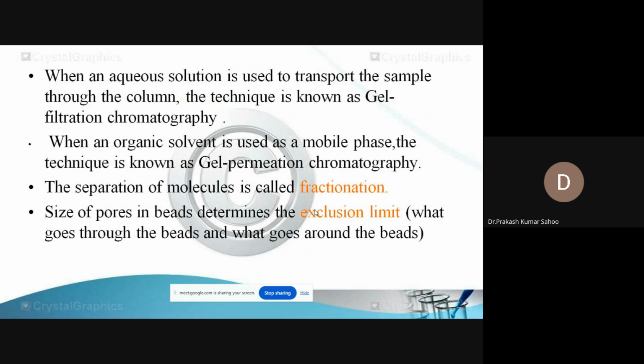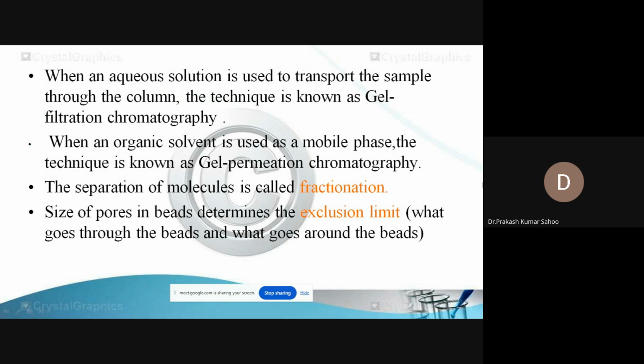When an aqueous solution is used to transport the sample through the column, the technique is known as gel filtration chromatography. And when an organic solvent is used as the mobile phase, the technique is known as gel permeation chromatography. So it is clear: when organic solvents are used as the mobile phase, it is gel permeation. When an aqueous solution is used to transport the sample through the column, it is gel filtration chromatography. And here the stationary phase is gel.